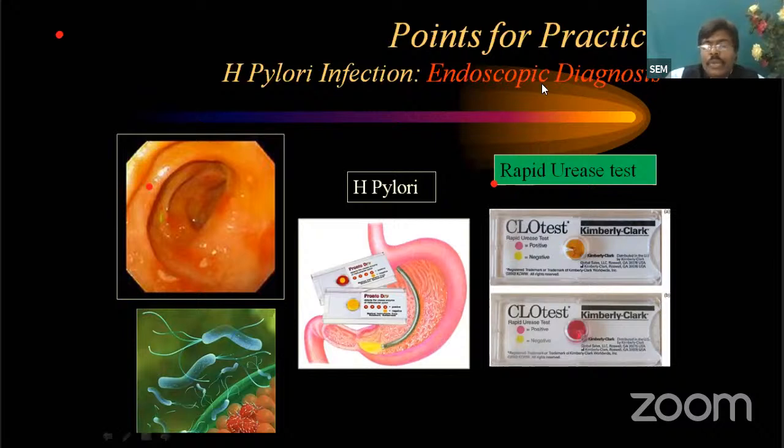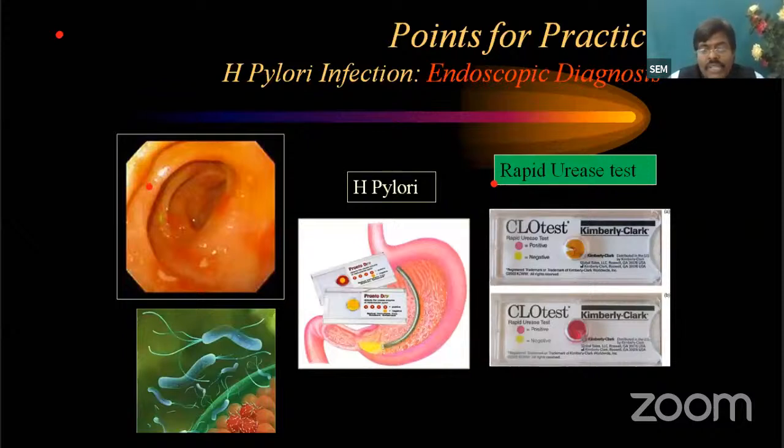The urease enzyme, the rapid urease test, what is it? Because of the presence of the urease enzyme, the urea in the indicator we are providing is changed into ammonia, thanks to the urease enzyme, because you have already put the specimen inside. Because ammonia is produced, this ammonia being alkali is converting the phenolphthalein indicator to pink color. So within 10 to 20 seconds, you have a color indication. It is highly sensitive and specific, but it is an invasive test.